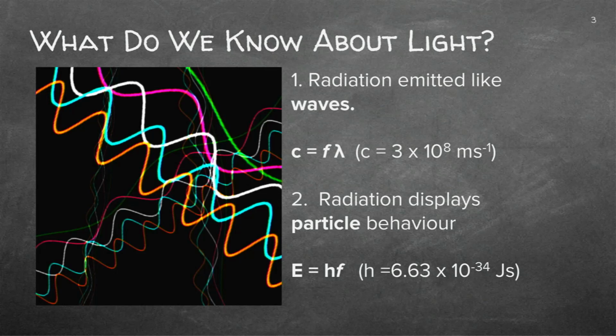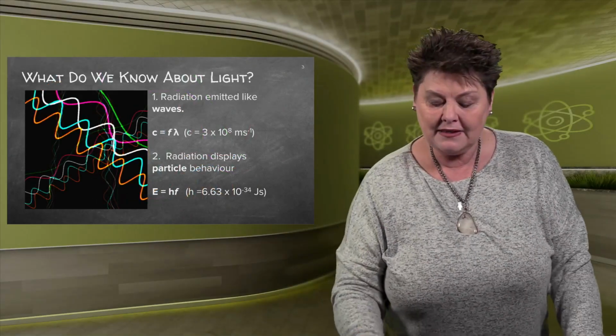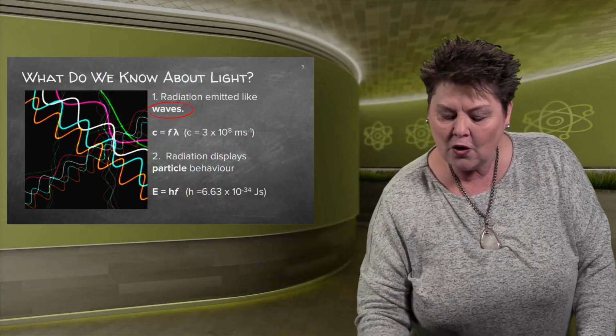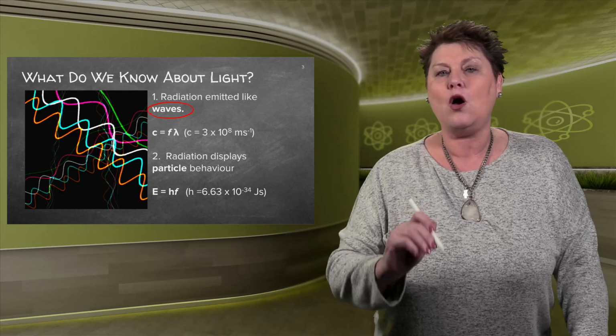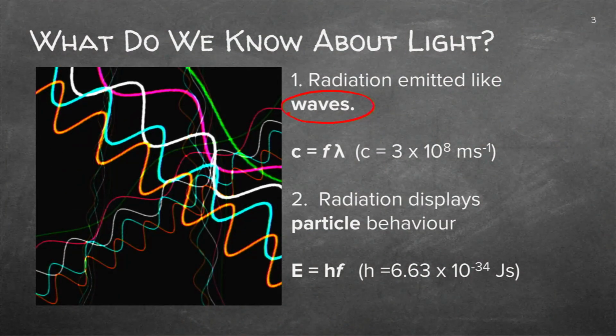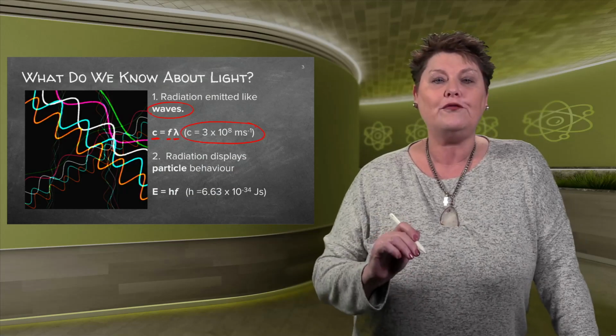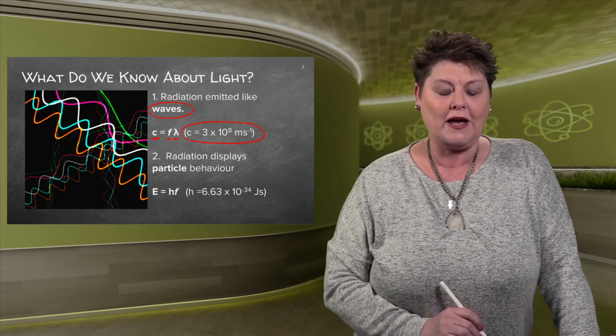So, first let's have a look at light. Light comes from the sun, and light can be many things, but important up till now, we said light is a wave. And with all the equations and all the characteristics of a wave, we know that light has a certain speed, and it's got a frequency, and it's got a wavelength. And the speed of light in our atmosphere is a constant of 3 times 10 to the power of 8.